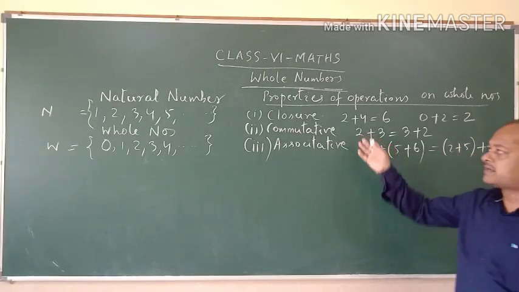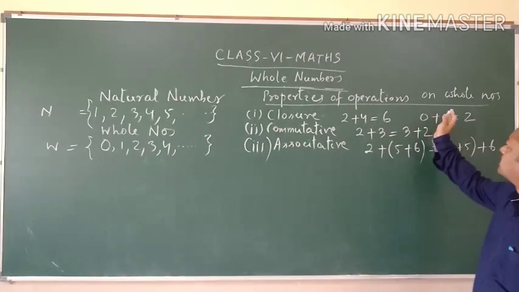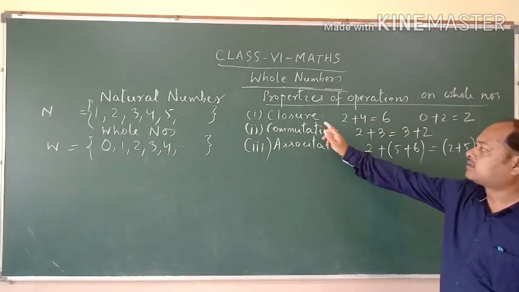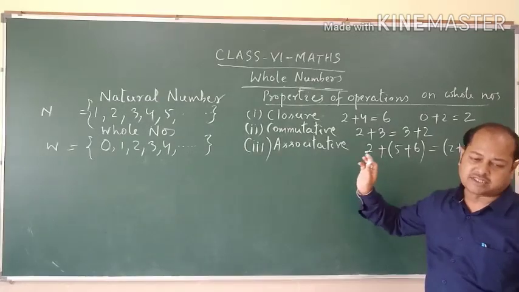So these are the three properties applied to whole numbers. The properties of operations on whole numbers are closure, commutative and associative.